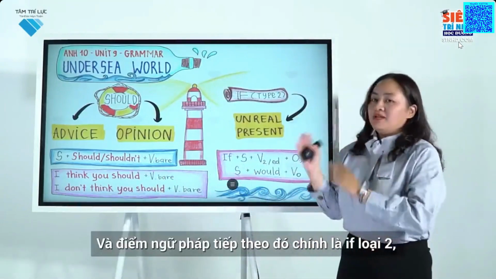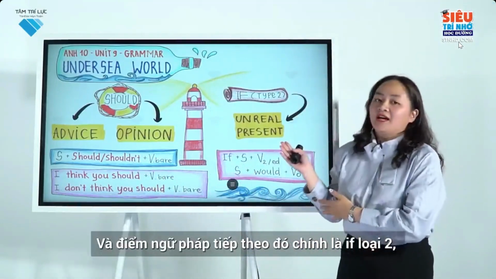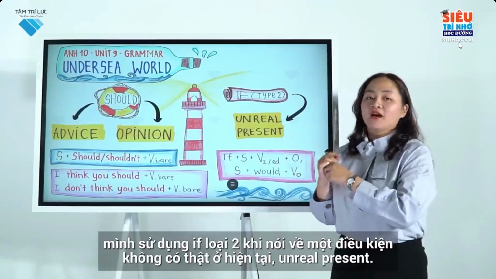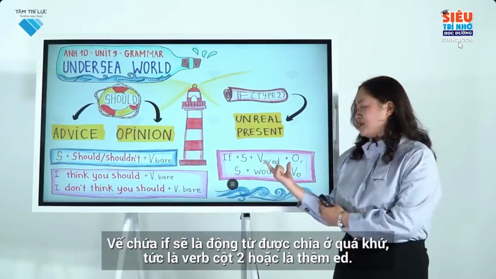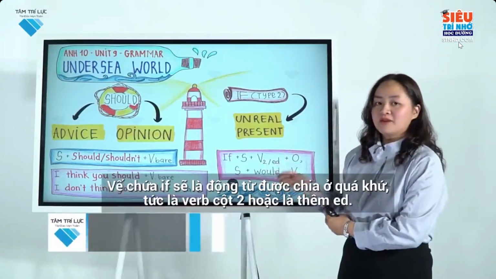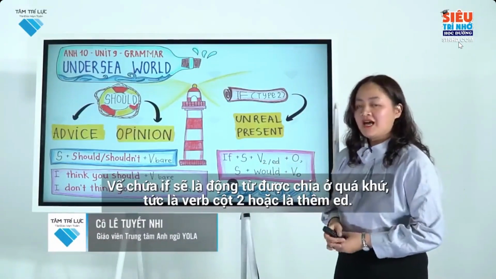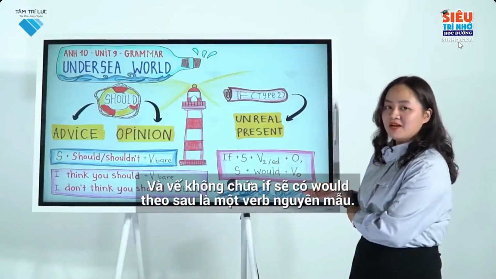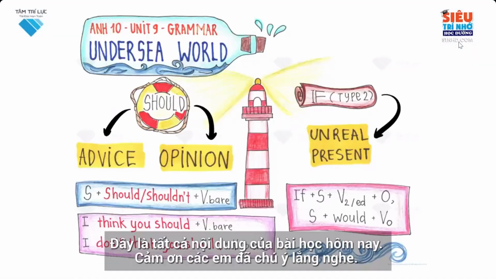And the next grammar point is if type 2. We use if type 2 when talking about an unreal present condition. The if clause has a verb that is conjugated in the past, i.e. a verb in column 2 or with ed. And the non-if clause has would, followed by an infinitive. This is the content of today's lesson.